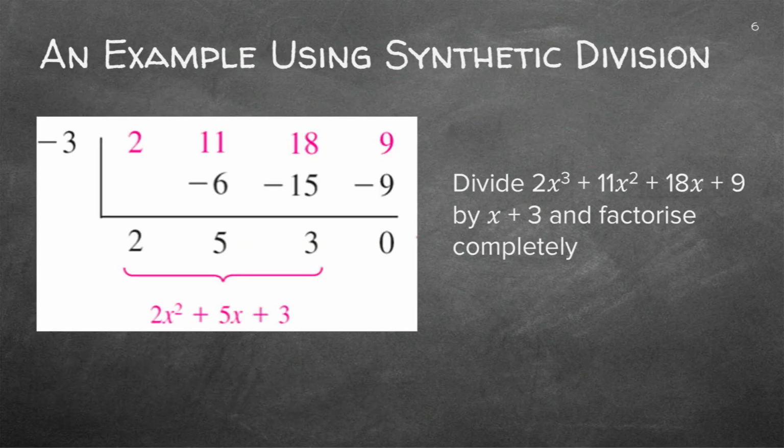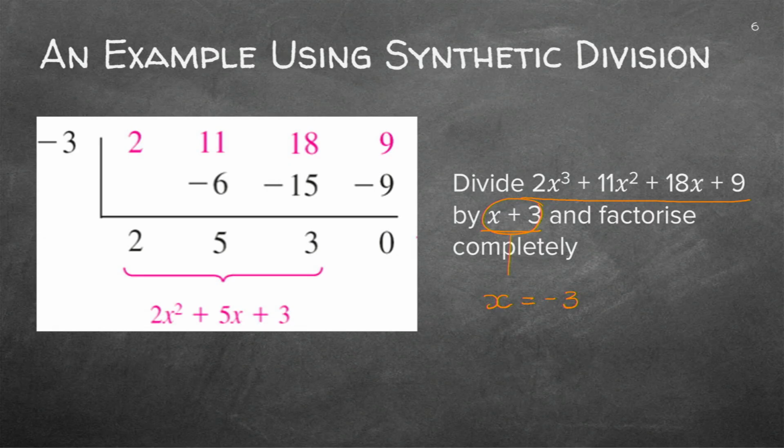An example of using synthetic division. This is just a quick way of explaining this because you are going to use it in the next one to sketch a graph. If they say divide 2x to the power of 3 plus 11x squared plus 18x plus 9 by x plus 3 and factorize completely. So this, you can actually see x is negative 3.